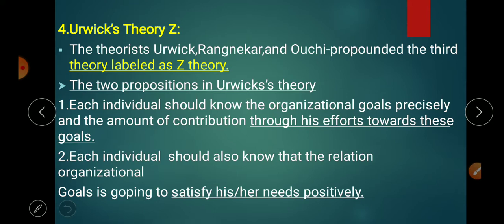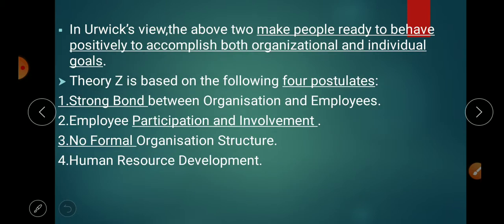The two propositions in Urwick's theory, so there are two statements in Urwick's theory. The first one is each individual should know the organizational goals precisely and the amount of contribution through his efforts towards these goals. Secondly, each individual should also know the relationship between the organizational goals and the personal goals of the employee. In Urwick's view, the above two make people ready to behave positively to accomplish both organizational and individual goals.